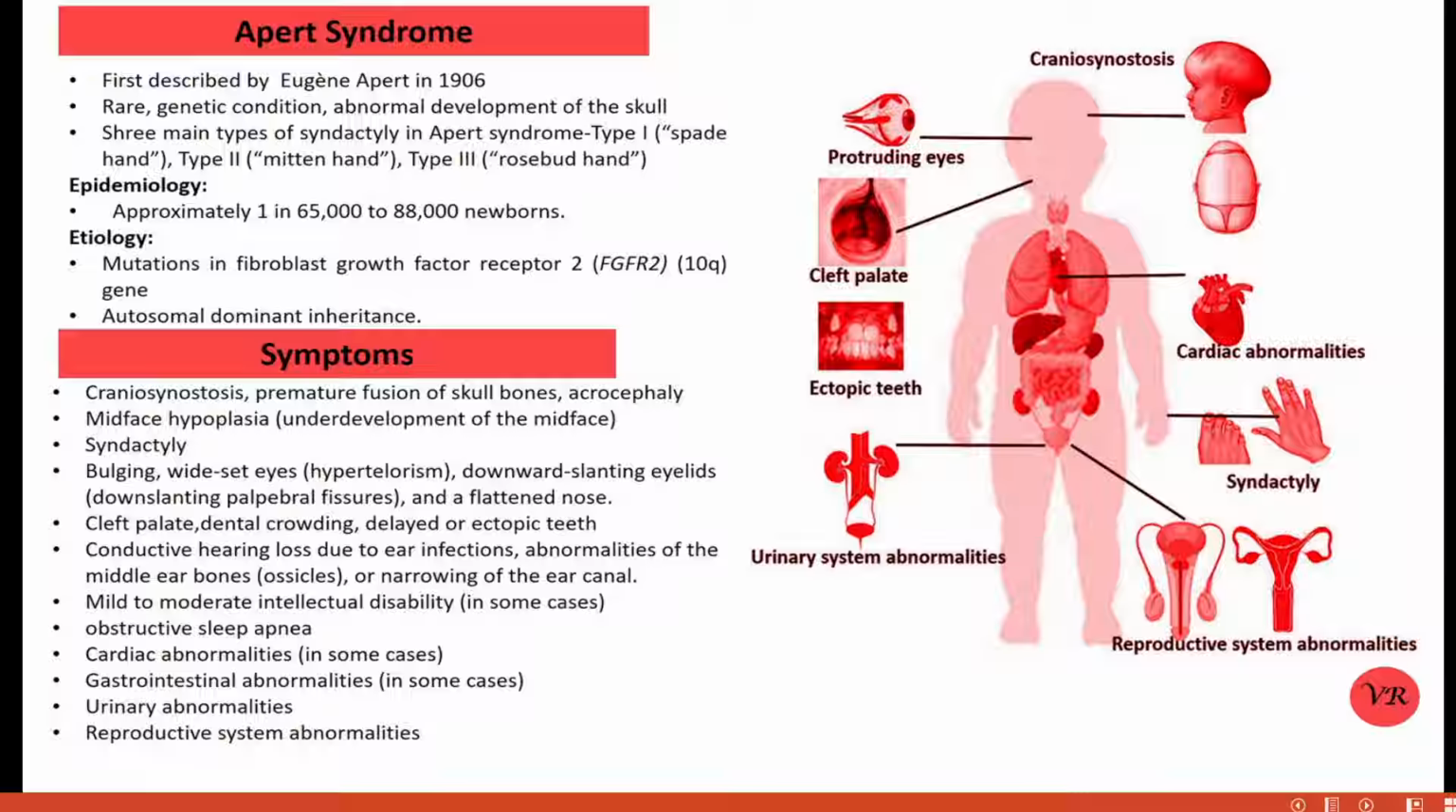The prognosis for individuals with Apert syndrome varies depending on the severity of the symptoms and the effectiveness of treatment. With appropriate medical and surgical management, many individuals can lead relatively normal lives, though they may require ongoing support and care. This is all about Apert syndrome. So, today we learned about Apert syndrome, its causes, symptoms, and how it affects the body.